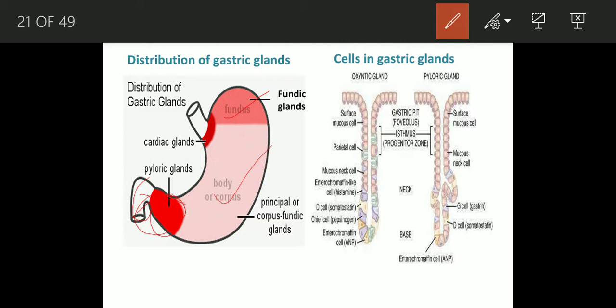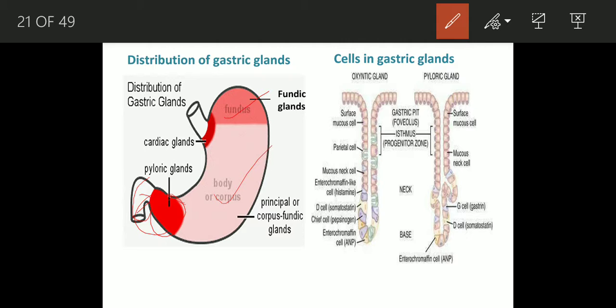So here you can see the surface mucus cells, and the second type of very important cells are the parietal cells. Parietal cells of the gastric glands are responsible for the secretion of gastric acid as well as intrinsic factor. And you can have some enterochromaffin like cells which can secrete histamine, and along with that chief cells are present. Chief cells are responsible for secretion of pepsinogen, and there are some enteroendocrine cells also present, which can secrete somatostatin. So these are various cells which are present in a gastric gland or oxyntic gland.